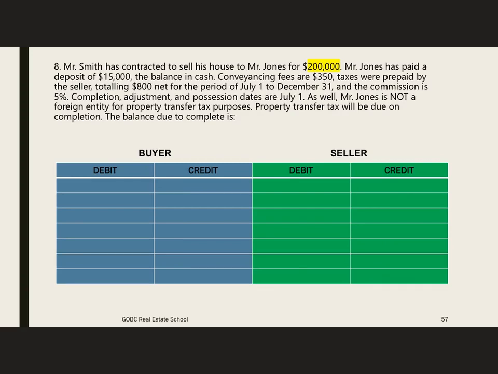Okay, so next one, Mr. Smith is contracted to sell his house to Mr. Jones for $200,000. So that is a debit to the buyer and a credit to the seller. Mr. Jones has paid a deposit of $15,000.